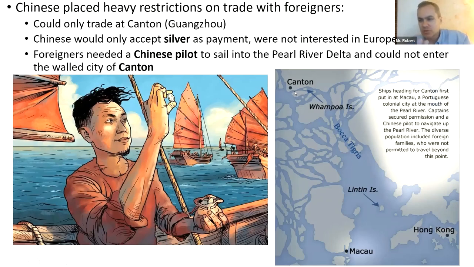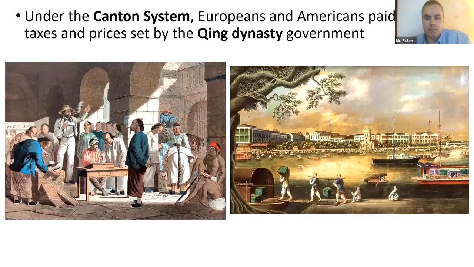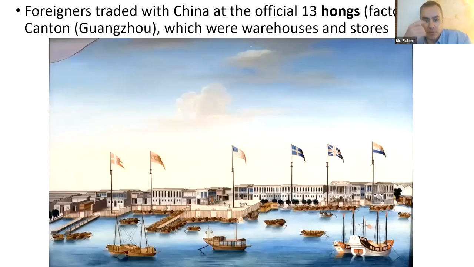Okay. So they had total control of the prices, of the way you get in, of the things that you pay with. Everything was controlled by China. And once you got to Canton, you weren't even allowed to get off the ship and just run around the city or anything like that. Canton was a walled city. You couldn't go in if you're foreign.